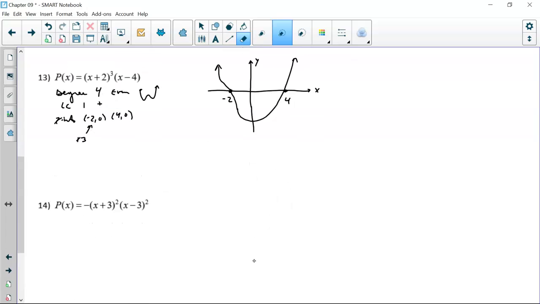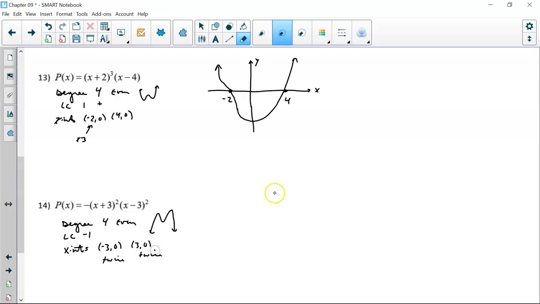And then number 14, the degree. Count them up, that's 2, and another 2, so the degree is 4, which is even. And the leading coefficient is a negative 1. So because it's even with a leading coefficient that's negative, it's going to be going down like that. It's fall left, fall right. Now my x-intercepts are at negative 3, 0, and positive 3, 0. And they're both repeated twice.